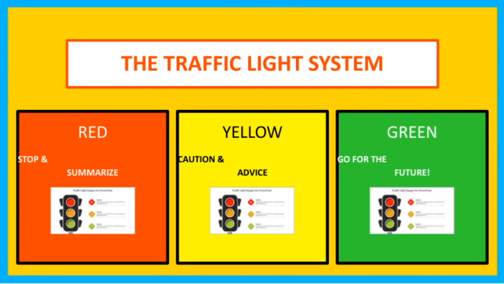All right, let's take a closer look at the traffic light system we're using to guide our decisions and actions. When you see green, it's a signal to go for the future. This means we're ready to move forward with confidence, embracing new opportunities and innovations. Next, the yellow caution and advice signifies that we need to pause and assess the situation carefully. It's a warning to think things through and consider any potential risks before proceeding. Finally, the red stop and summarize signal is our clear indicator to halt.